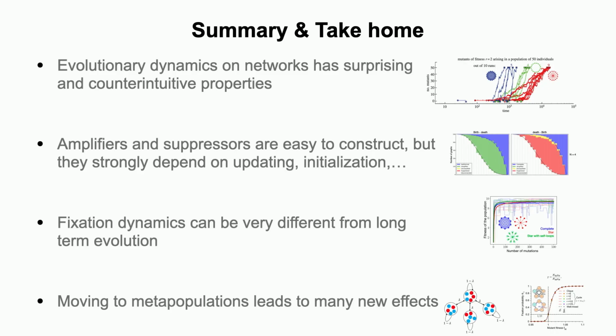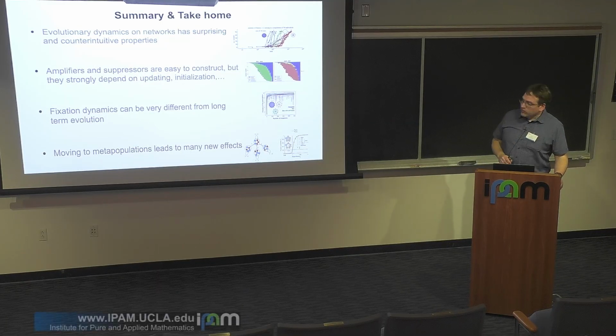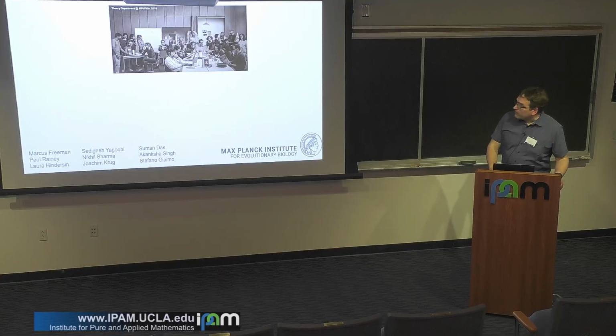Okay, so this brings me to my summary. This evolutionary dynamics on networks has surprising and sometimes counterintuitive properties. And it's easy to construct amplifiers of selection or suppressors, but they really depend on details. Fixation is not the same as long-term evolution, of course, and moving to metapopulations leads to other new effects.